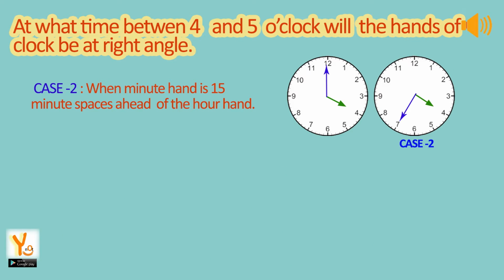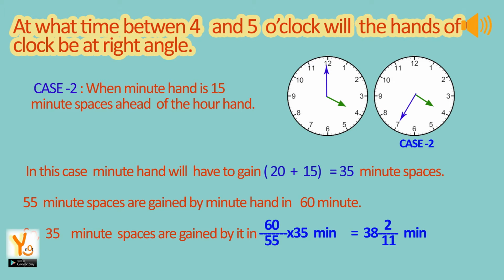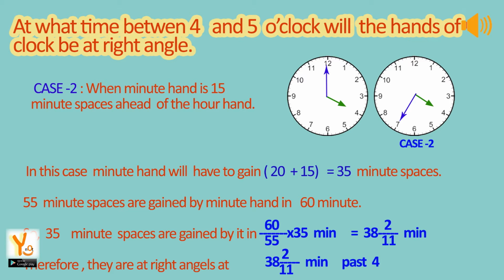Now coming to case 2, when the minute hand is 15-minute spaces ahead of the hour hand. In this case, minute hand will have to gain 20 plus 15, that is 35-minute spaces. 55-minute spaces are gained by minute hand in 60 minutes. So, 35-minute spaces are gained by it in 60 by 55 into 35 minutes, that gives 38 2 by 11 minutes. Therefore, they are at right angle at 38 2 by 11 minutes past 4.